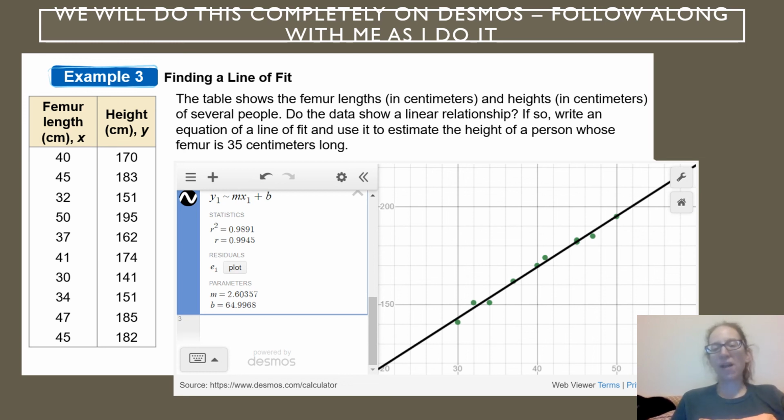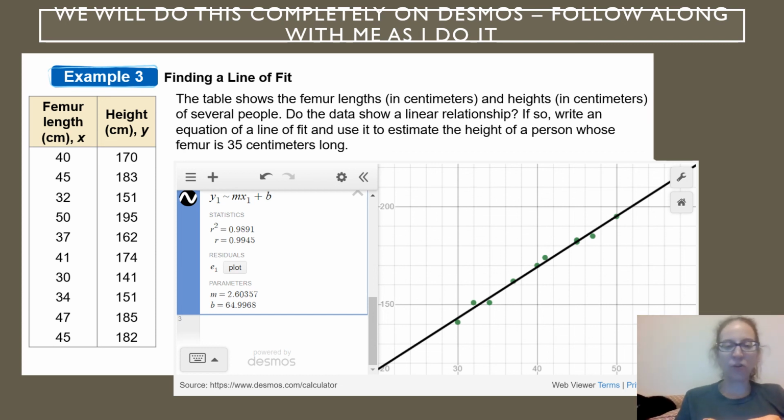Now, what we're going to have Desmos do for us is come up with the equation of best fit. Now, to do that, you need to know some of how this works. If we look at the table, it has x1 and y1. So we need to type in x1 and y1 when we're typing this to tell Desmos, hey, reference the table.